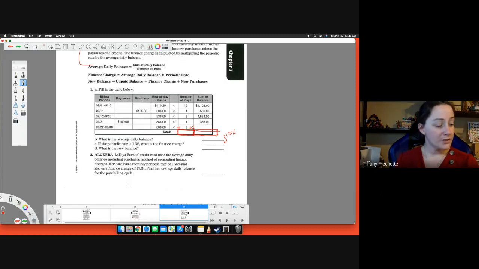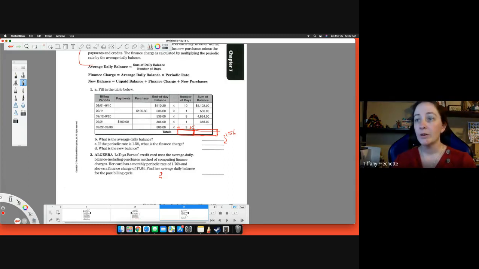So first, we need to give this a variable. Instead of constantly calling it her average daily balance, we need to come up with a variable. So for me, A works just fine. So this is going to be A. Her average daily balance, we'll call A for right now. And then if we come up here and look at the different pieces, we have average daily balance equals sum of daily balances divided by number of days.